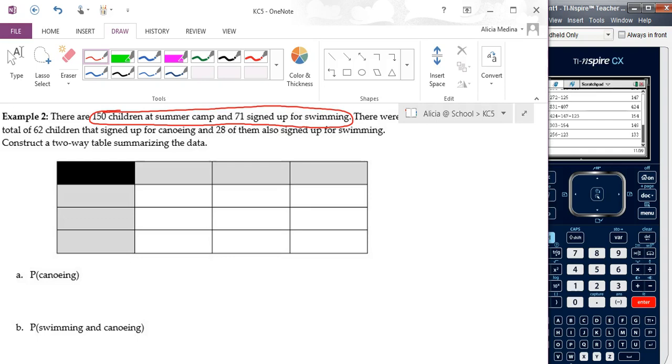Create a two-way frequency table summarizing the data. All right, so now here, what are the things that we're comparing? Well, we see our kids are at camp. We know that there's 150 of them. That's kind of important. We know that's going to be our grand total down here.